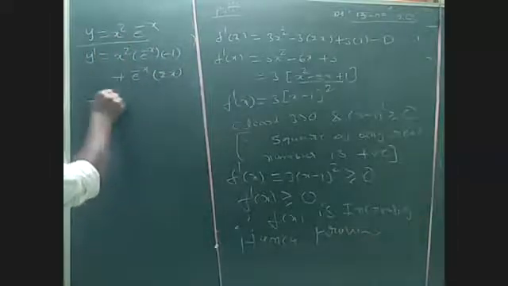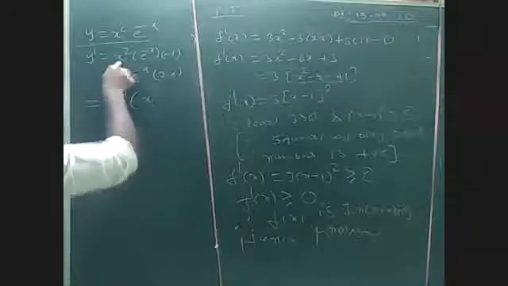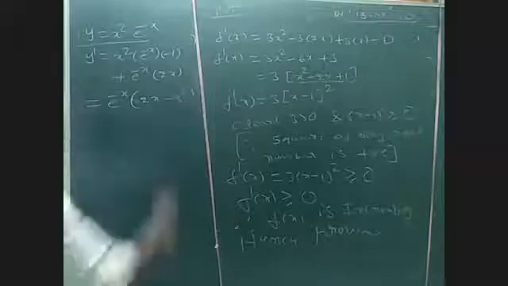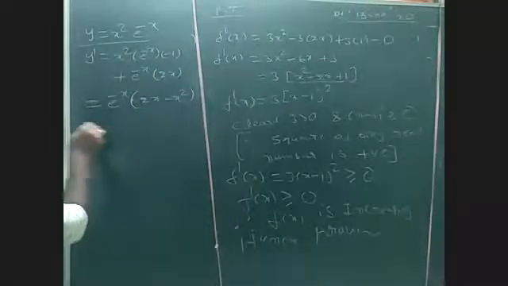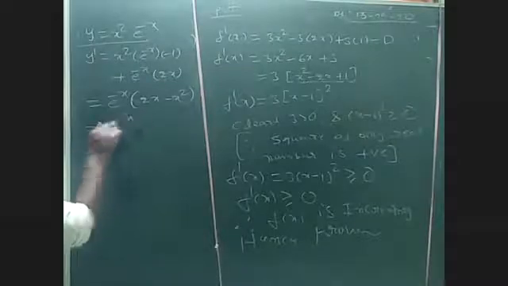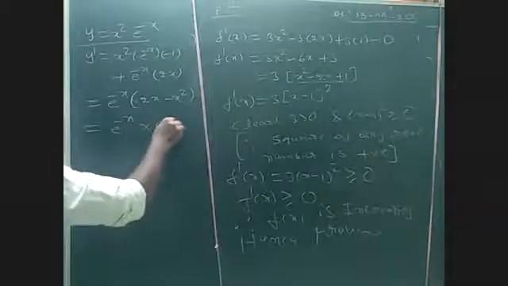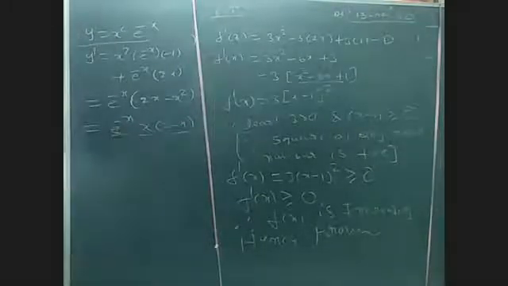Again here, e power minus x is common. Remaining here, minus x square plus 2x. Now again e power minus x, here x we can take common: x into 2 minus x. So how many functions did we get? 3 different functions we got.